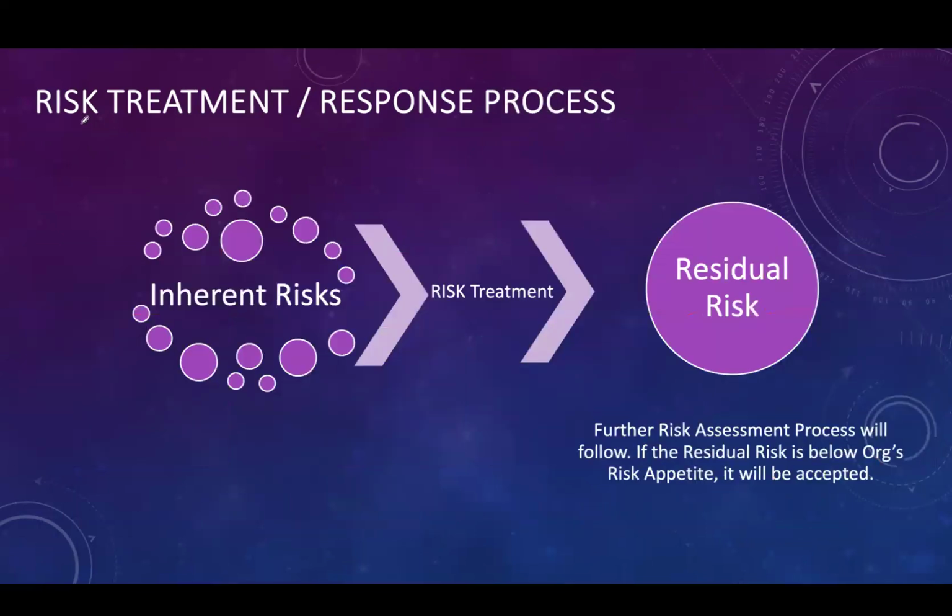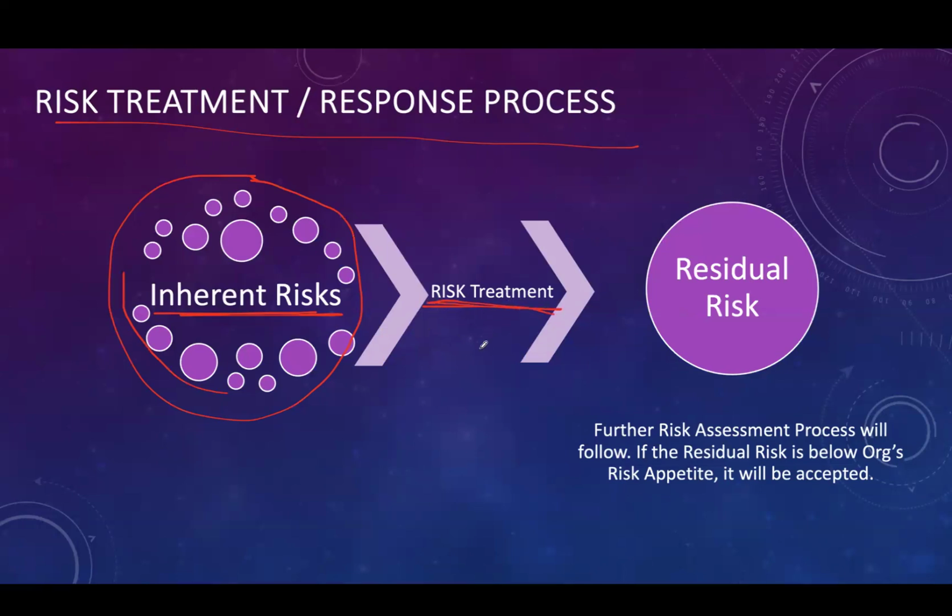Okay. Next is what is the process of risk treatment. As I said, every organization would have their own inherent risk. There would be a lot of inherent risk. So when we are doing a risk identification, we'll find all these risks, and these would be our inherent risk. Once we have done the analysis and the evaluation, we'll put some controls and perform a risk treatment. If we are putting some controls, or trying to avoid it, or transfer it, or accept it, after doing the risk treatment, the amount of risk left is residual risk. Again, further risk assessment will follow, and if the residual risk is below the organization's risk appetite, it will be accepted.